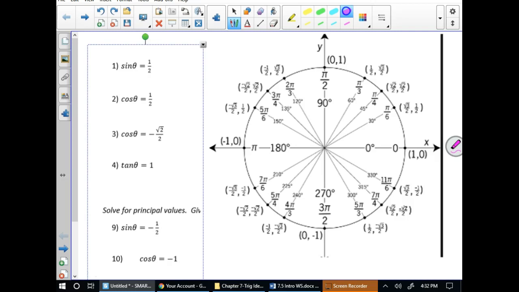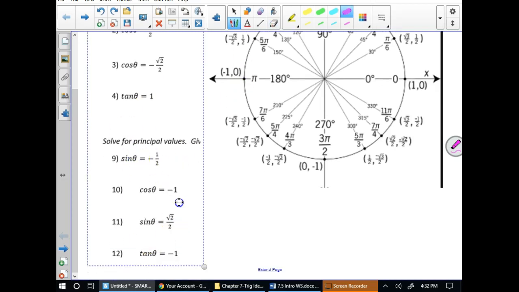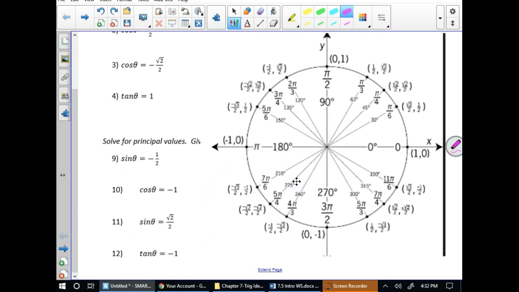So, for example, I'm going to start with the ones in degrees down here. Our first question says, find where sine of theta is negative 1/2. Sine is your y-coordinate, so you're looking all around the unit circle. Right here, sine is negative 1/2, and right here, sine is negative 1/2.